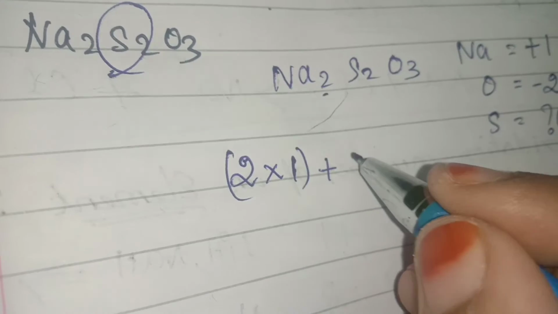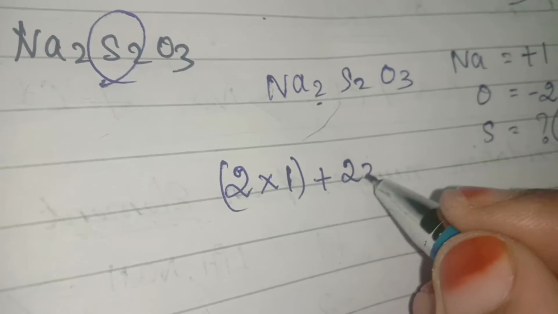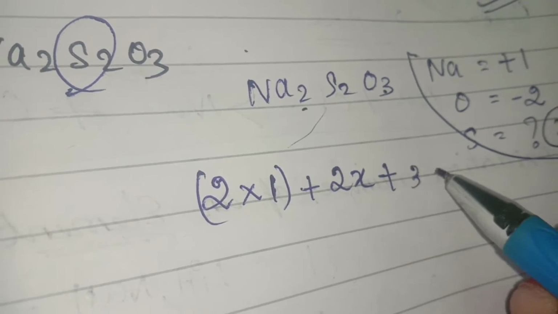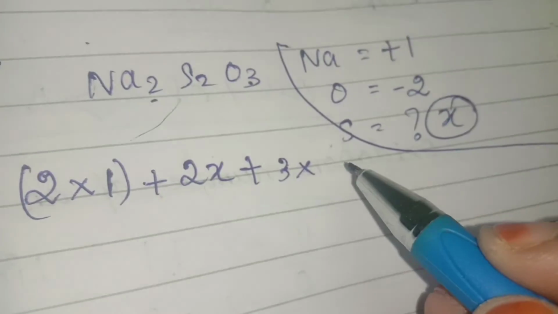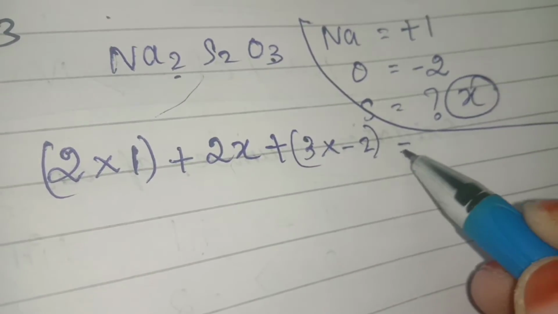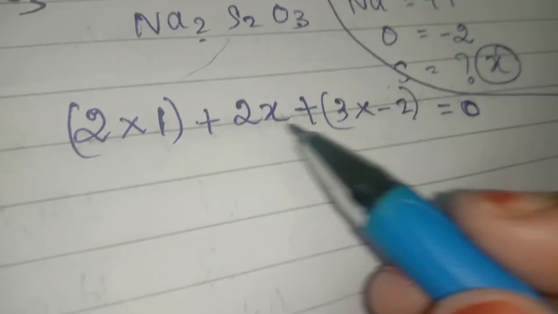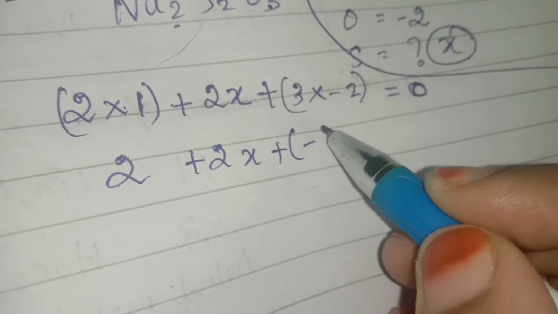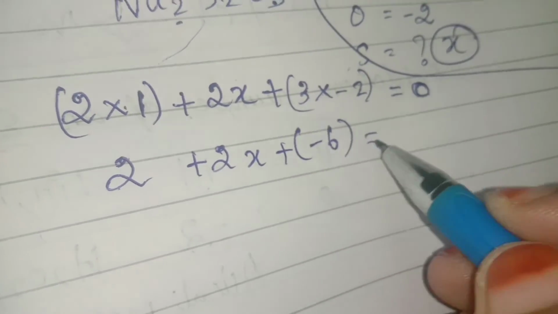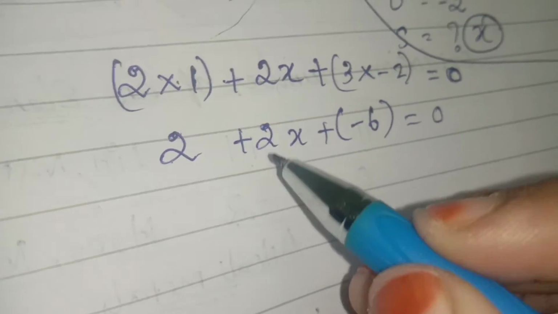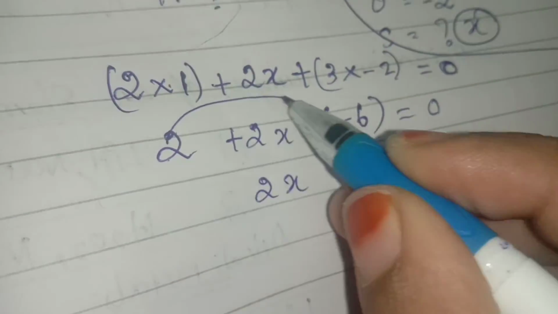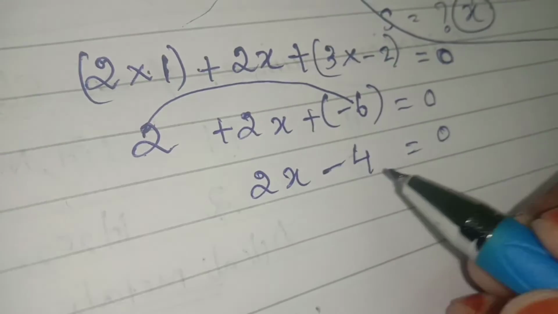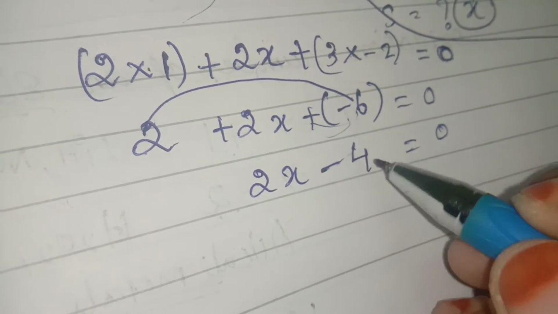Plus, here 2 is present. S value we don't know. So we are writing X plus 3 is present here. 3 into, what is the value for oxygen? -2, which is equal to 0. Okay. Now 1 into 2, 2 plus 2x plus 3 2s are 6, minus 6. Here minus is present. So now 2x, this 2 is subtracted from this 6. So we got -4, which is equal to 0. Plus into minus minus. So we got -4.